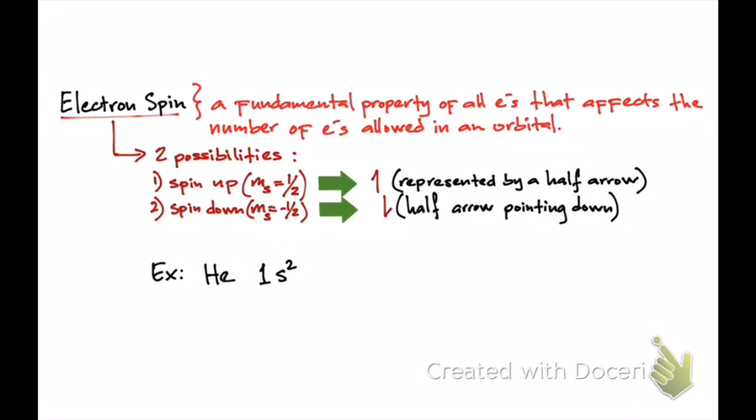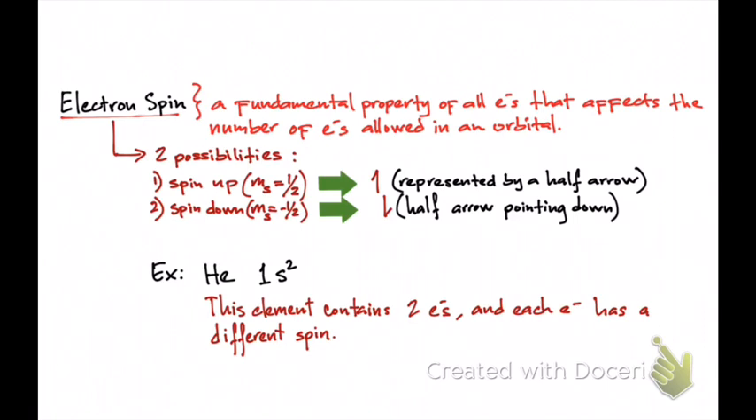So for example, if we look at helium, helium has 2 electrons that reside in the same orbital, right? You have an s sublevel, and an s sublevel contains only 1 orbital, the s orbital. And so you have 2 electrons that reside in the same orbital. This element contains 2 electrons, and each electron has a different spin. One is going to be spinning up, and the other one is going to be spinning down.